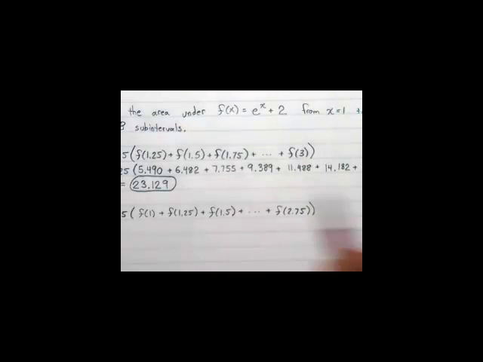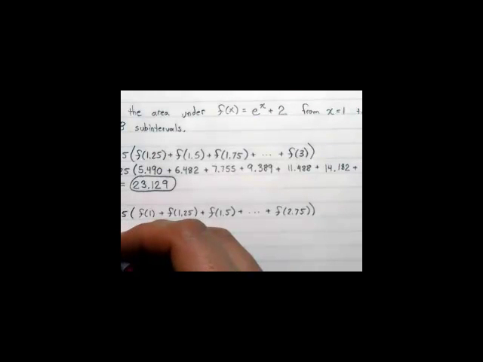Take a look up here. Haven't you already evaluated every number from 1.25 to 2.75? The only one you haven't done yet is f of 1 that we would need to add to the list. But a lot of those numbers are going to remain the same, so you don't have to go back and plug them all in again.